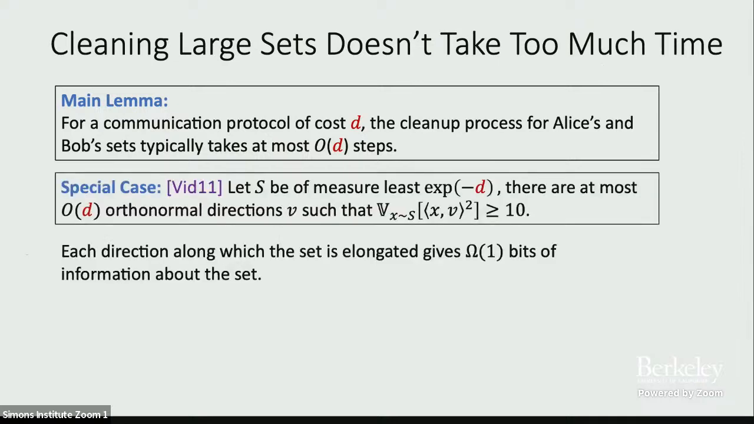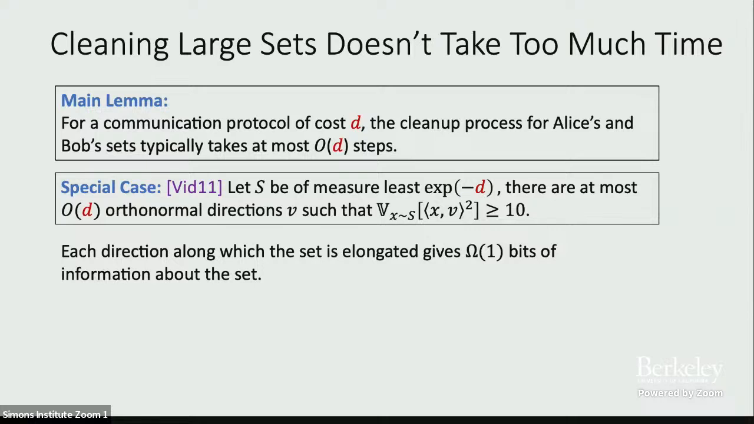Let me tell you a special case of this main lemma, which was actually proved in a work by Thomas Vidick. So this says that if you have a set that's not too small, then it cannot be elongated in too many directions. In particular, if your measure of the set is 2 to the minus d, then there can be at most order d orthonormal directions along which your set is elongated.